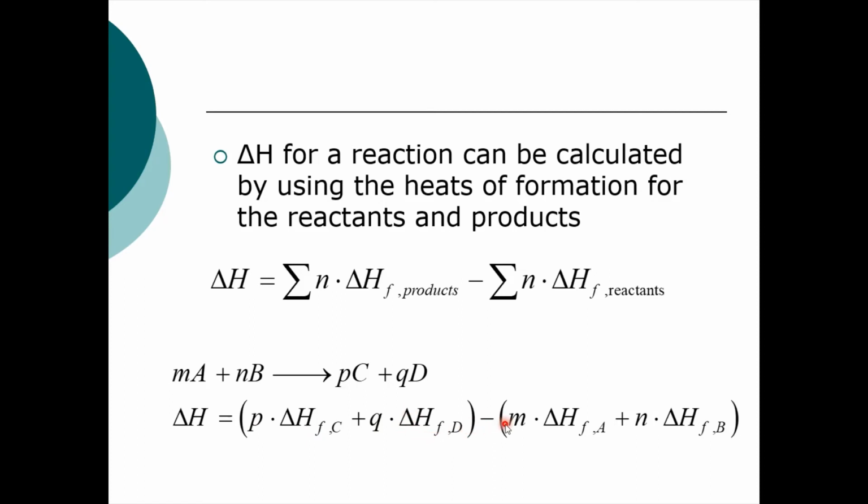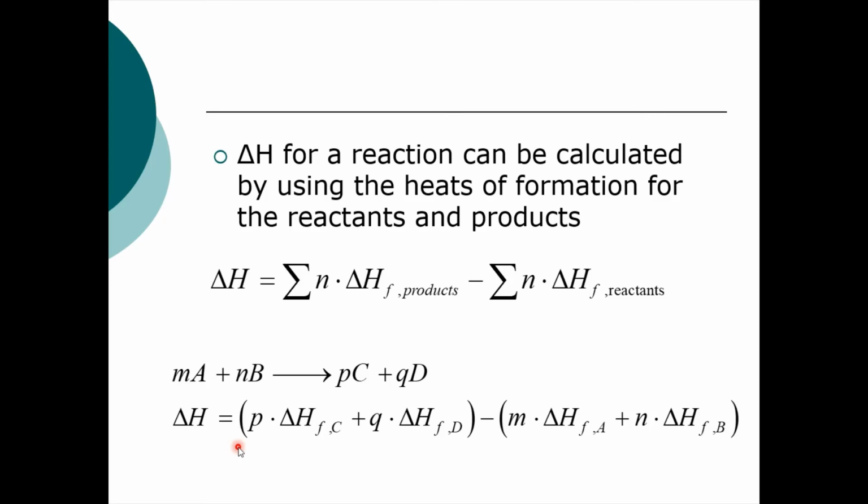And then I subtract the sum of the heat of formation of substance A multiplied by the coefficient m, plus the heat of formation of substance B multiplied by coefficient n. So I add these two together, and whatever the sum is here, I subtract that from the sum of the heats of formation of your products over here. That's going to give you your delta H for the reaction.